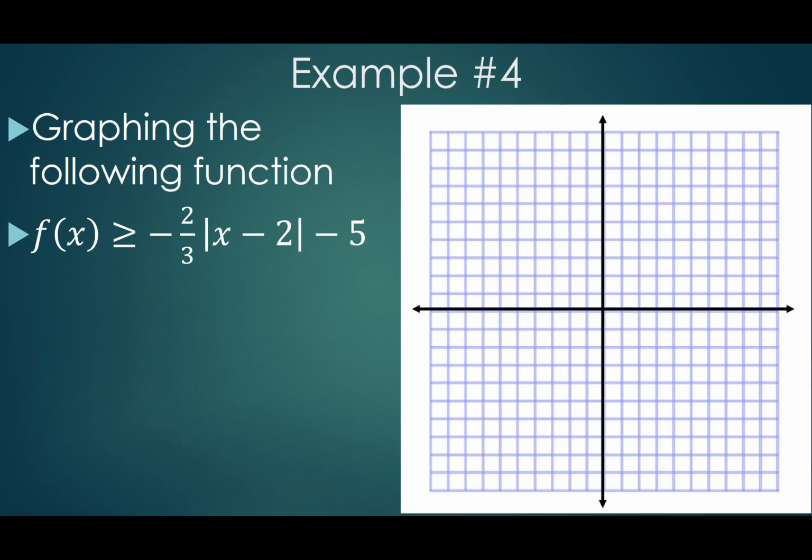This will be a perfect example of that. So f of x is greater than or equal to negative 2/3 absolute value of x minus 2, minus 5. So again, vertex point, opposite x, same y, 2, negative 5. Our slope is a negative 2/3, so we know we're going down 2, and then we go left and right 3.